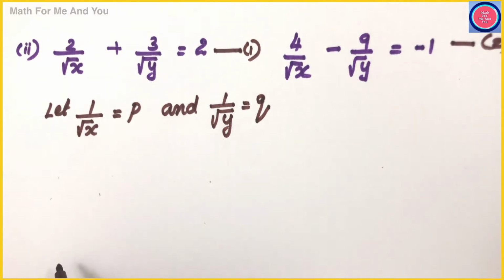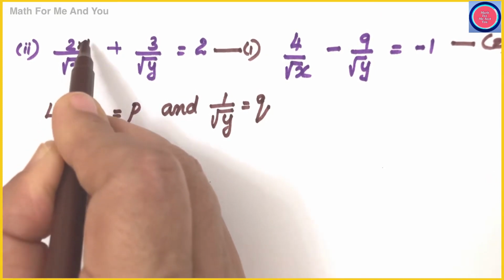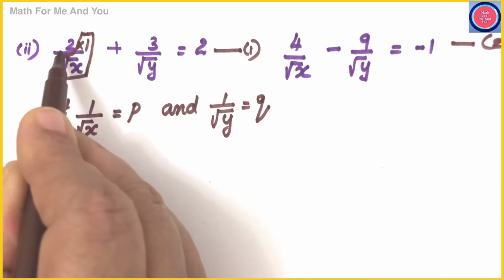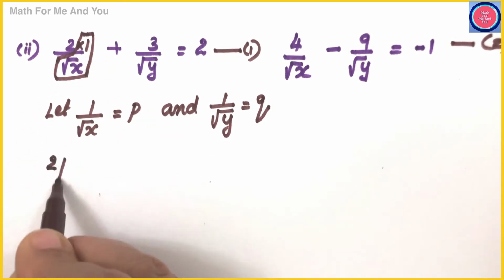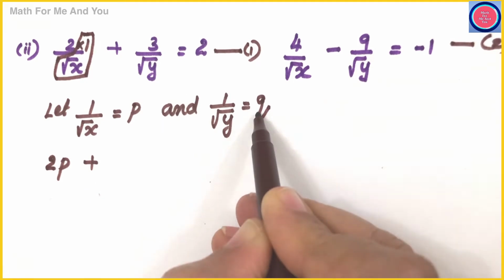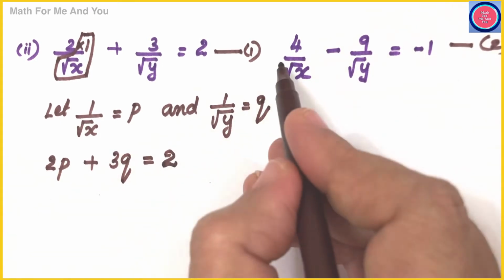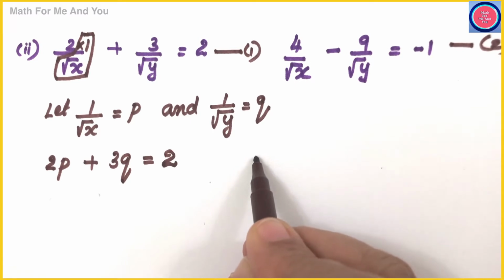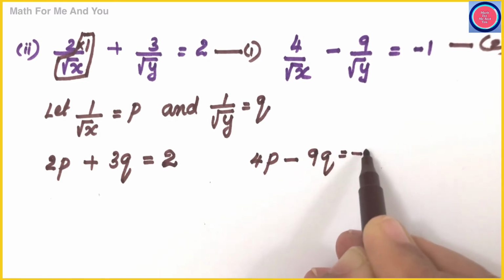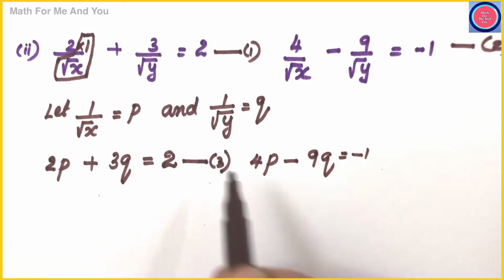Now equation number 1 we can change. In equation number 1, the first term is 2 over root x. That means we can consider this as 2 times 1 over root x. What is 1 over root x? We have taken it as p. So this becomes 2p. And what about the second term? 3, we consider this as 3 times 1 over root y, and 1 over root y is q. So this is 3q equals 2. And the next equation, equation number 2, how can we write? Now it's easy. 4p minus 9q is equal to minus 1. Both equations are new equations. So we mark them as equation number 3 and equation number 4.